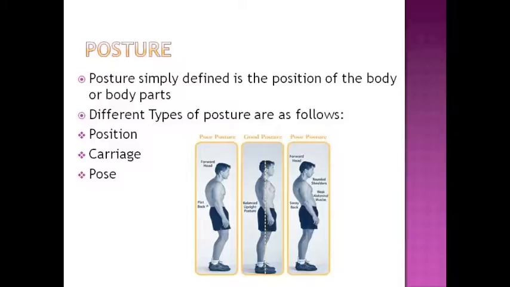The first is the arrangement of the body and its limbs, or it can also be the rationalized mental attitude. The second type of posture is carriage. This is the characteristic way of bearing one's body. And lastly, the third type is pose. This is how individuals behave effectively or unnaturally in order to impress others.